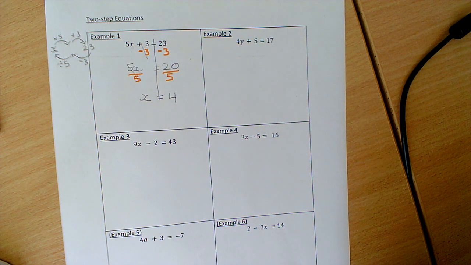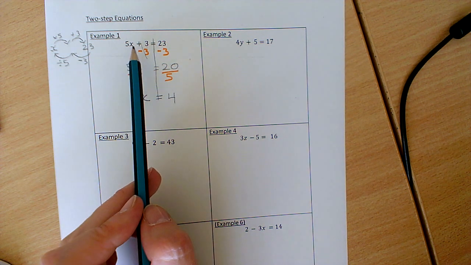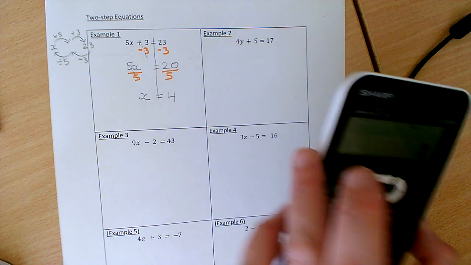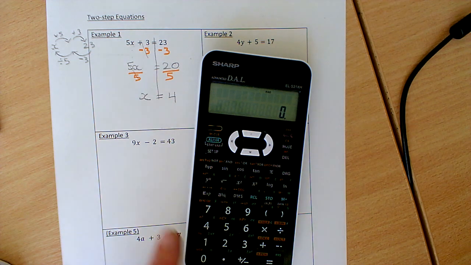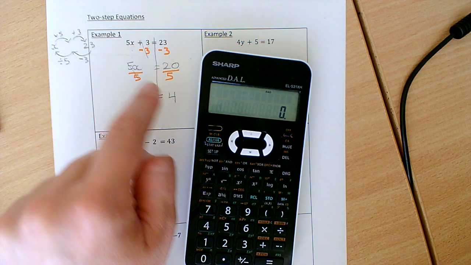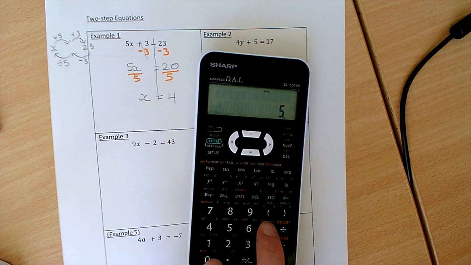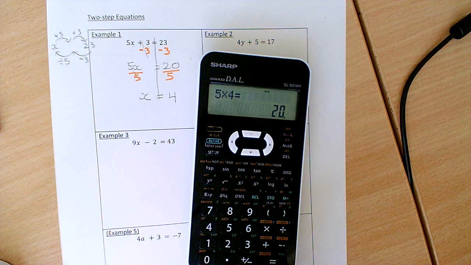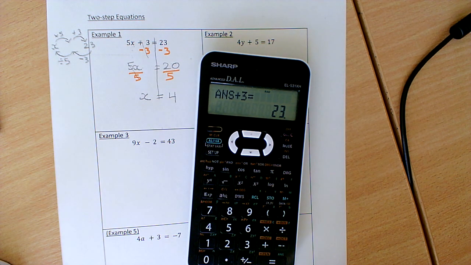Now you can always check that by substituting that back into the equation. So if we did a quick check, we said that's 5 times 4. We'll go 5 times 4 equals 20, but then we have to add 3, so we get 23. So it works. So the answer is x equals 4. You can always do a check.